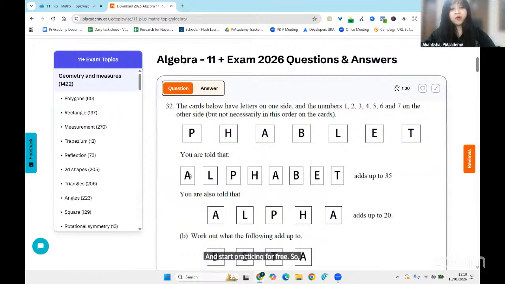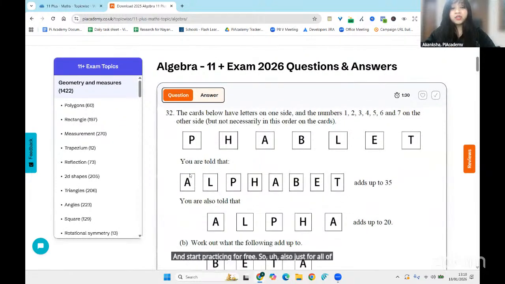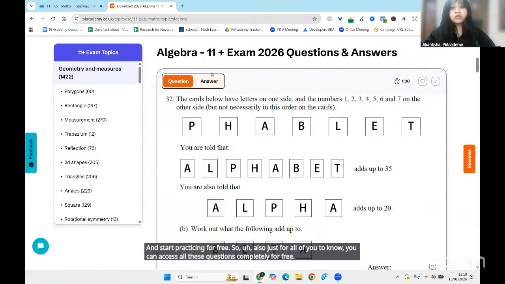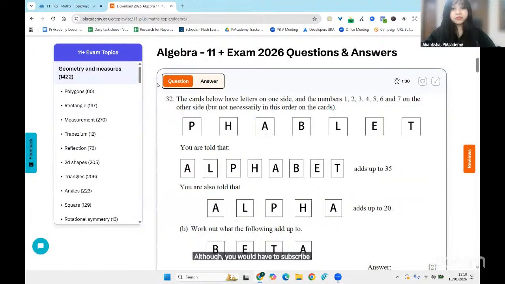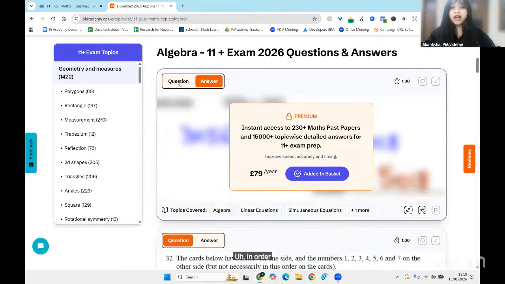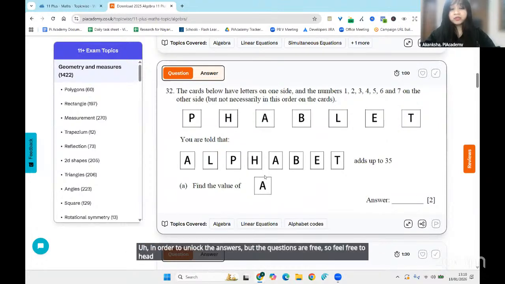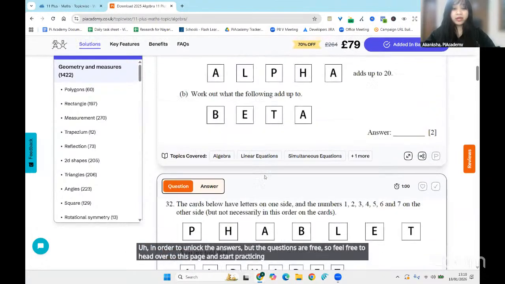Also, just for all of you to know, you can access all these questions completely for free, although you would have to subscribe to the subscription in order to unlock the answers. But the questions are free, so feel free to head over to this page and start practicing right away.